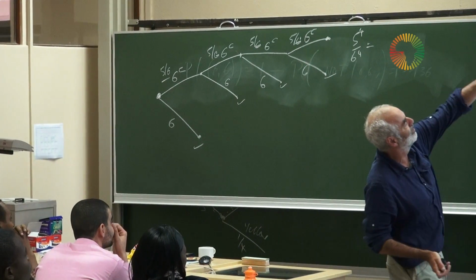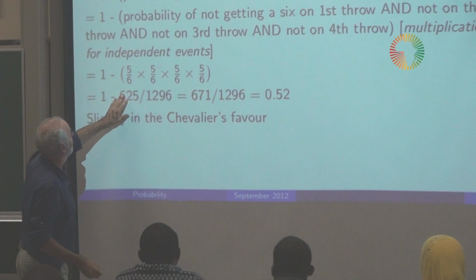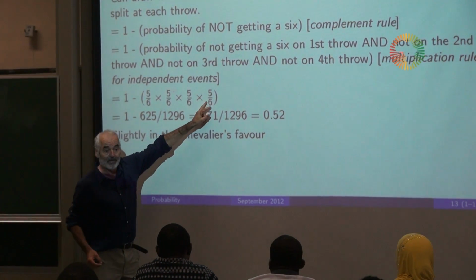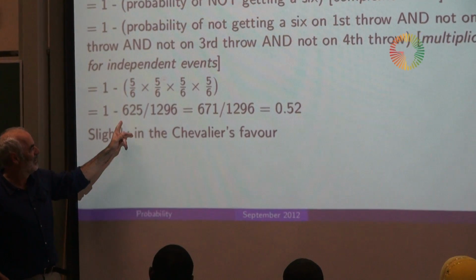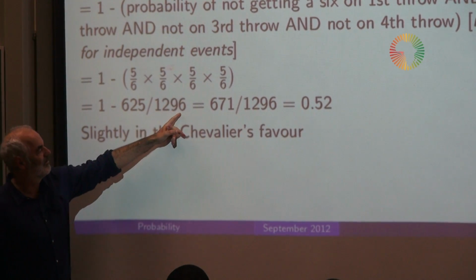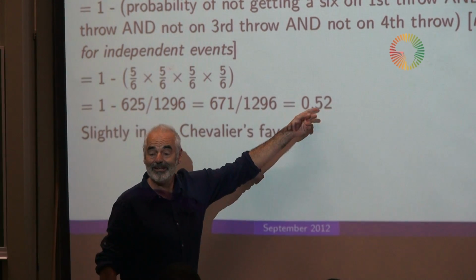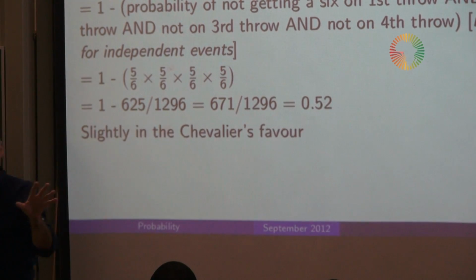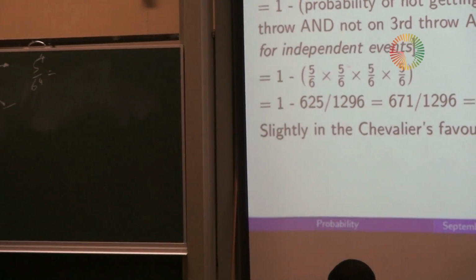Okay, here we are. Here's the rule. The probability of not getting a 6 on the 1st, and not on the 2nd, and not on the 3rd, and not on the 4th is 5/6 times 5/6 times 5/6 times 5/6. I'm sure some of you were doing this in your head already or on a piece of paper: 625 over 1296, and then 1 minus that is very close to a half. It's 52%. So there's no wonder, actually, that getting exactly 2020 was kind of unlikely.